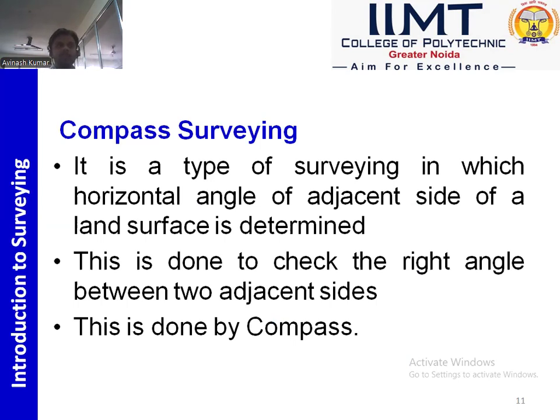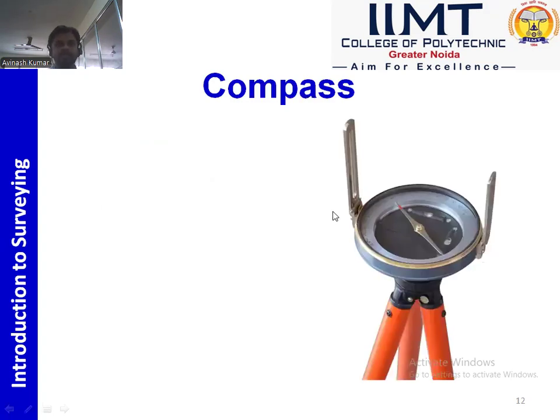a square house. Suppose there is a room or land whose adjacent sides are other than 90 degrees, and there are more than 4 sides, then we will not feel good or comfortable in that house. So there is an instrument called a compass, by which we measure the angle between two adjacent sides. And you can see this is the compass with the help of which we can measure the horizontal angle between two adjacent sides.